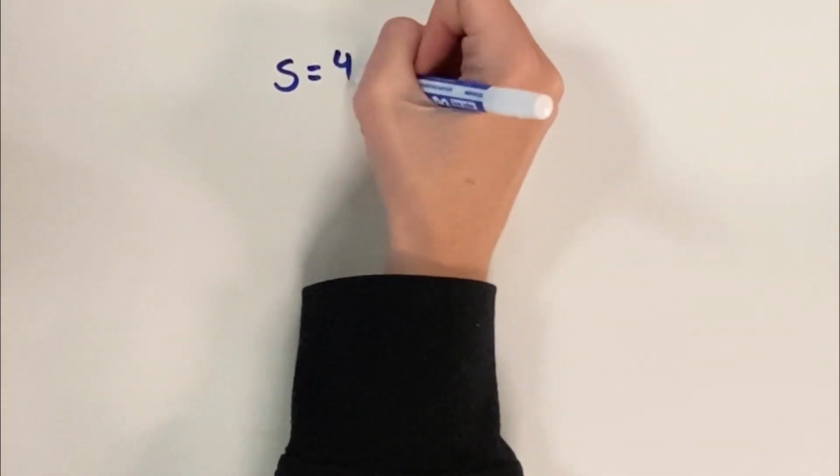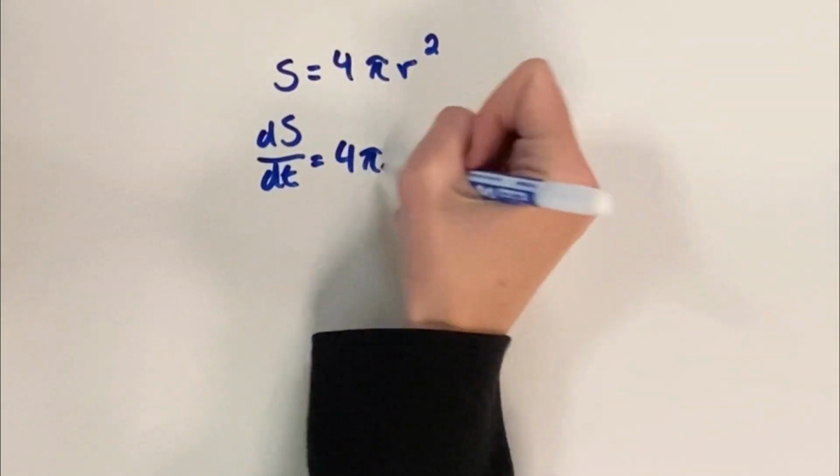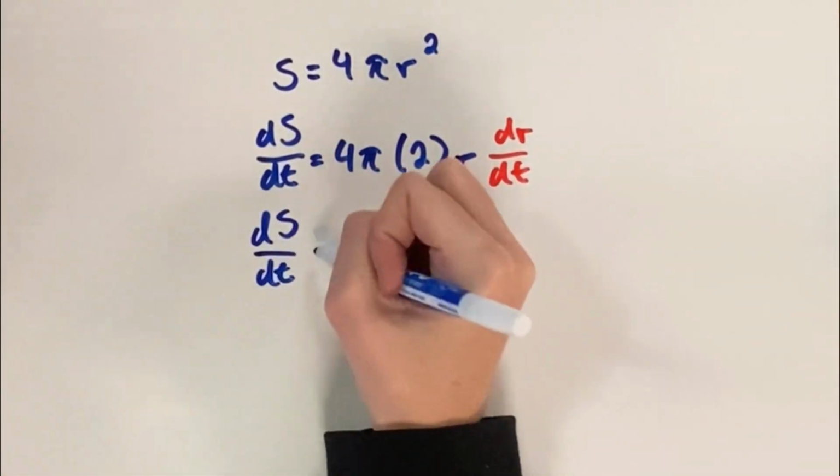For the next part, we must first derive the formula for surface area, which is S equals 4 pi r squared. We can do this by using the chain rule, which leaves us with dS/dt equals 8 pi r times dr/dt.